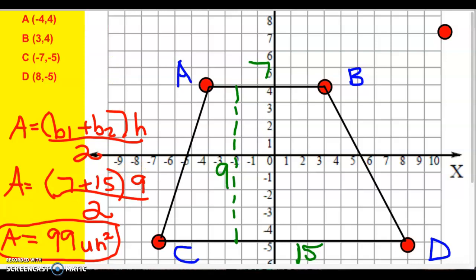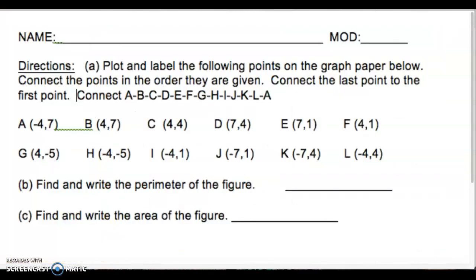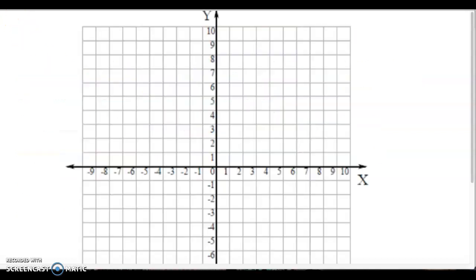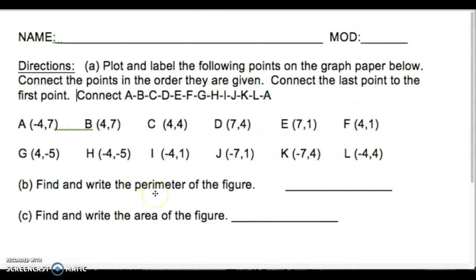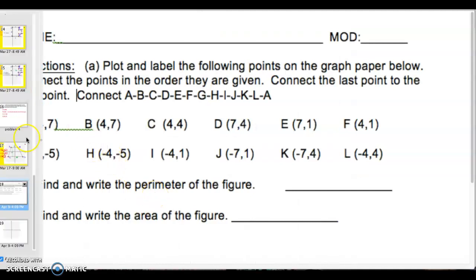Okay, so let's talk a little bit about tonight's homework. Tonight's homework looks like this. You're going to plot and label all these points and connect them in order. It says right here, plot and label the following points on the graph paper below. Connect the points in the order they are given. Connect the last point to the first point. So that means you're going to connect this last point L back to A. So this is the order you connect them. You're going to find the area and the perimeter. This is the graph paper you're going to use. And when you come back next time for the next video, you will see the answer to the homework problems.